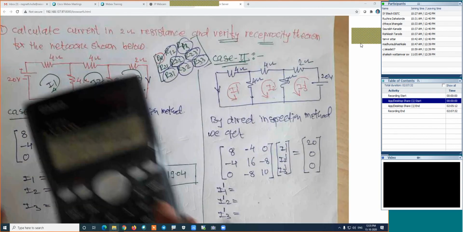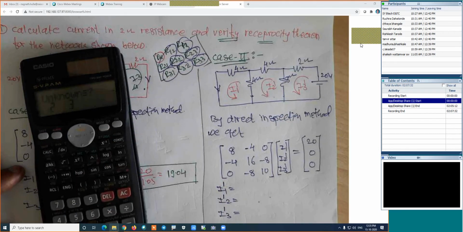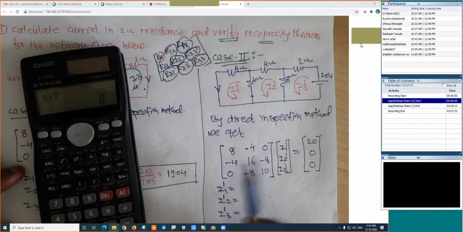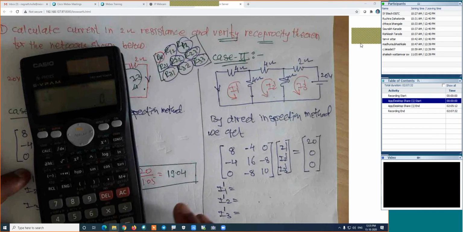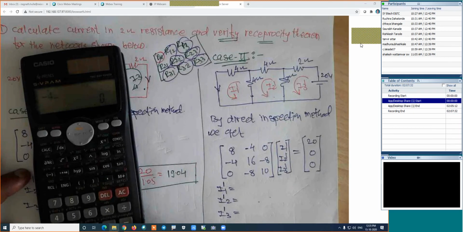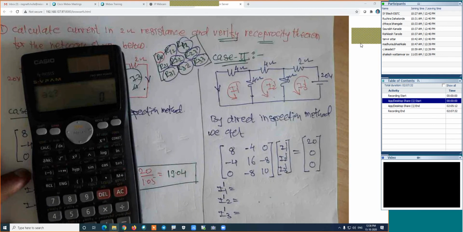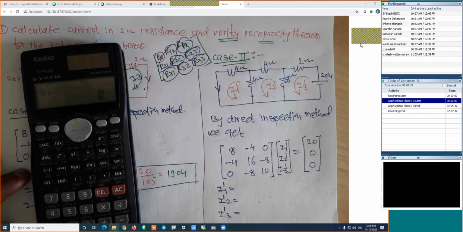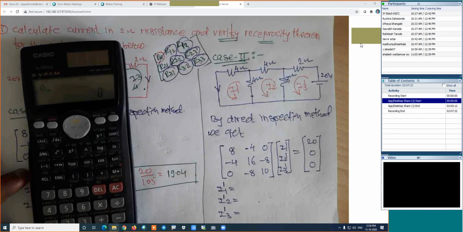I will use this calculation again. I will shift the calculator to the equation mode, 3 unknowns. I will enter these values. This A1 is 8, then minus 4, then 0, then 20. Then A2 is minus 4, then 16, then minus 8, this is minus 8. Then again 0, again 0, then again minus 8, then again 10, and which is again 0.